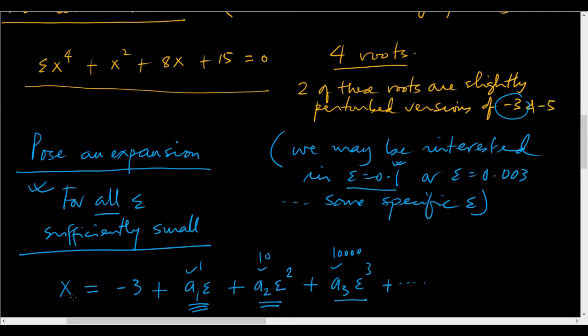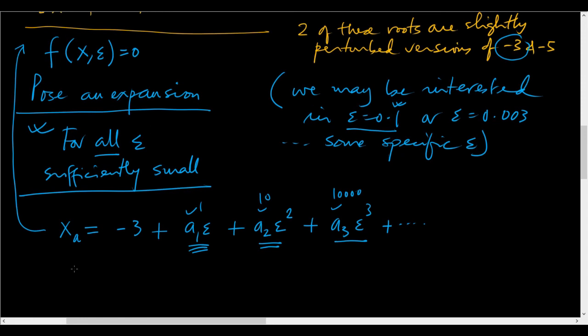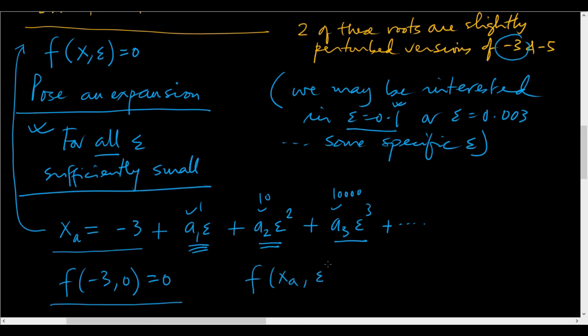This series, let me call it xA. I will substitute here. So I am writing this as f of x comma epsilon equal to 0, right? Then I notice that f of minus 3, 0 is equal to 0, right? So minus 3 is a solution. Then I try f of xA, epsilon equals 0. So I have substituted the series.